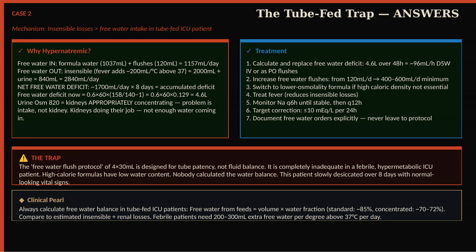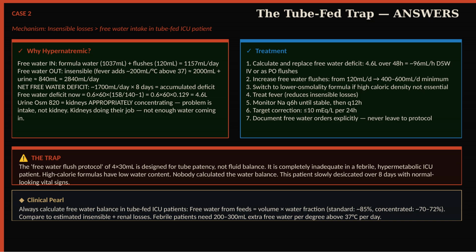The arithmetic tells the whole story. Water in, about 1,000 from the formula itself, plus 120 from flushes. Call it 1,150 milliliters. Water out, insensible losses near 2,000, boosted by fever, plus urine around 800, roughly 2,800 milliliters.